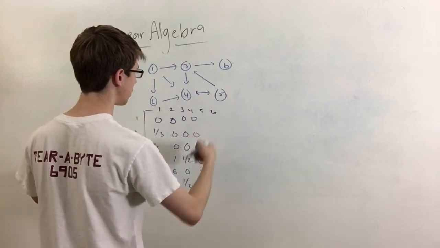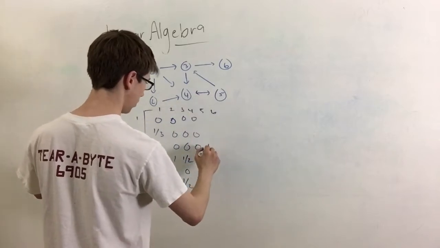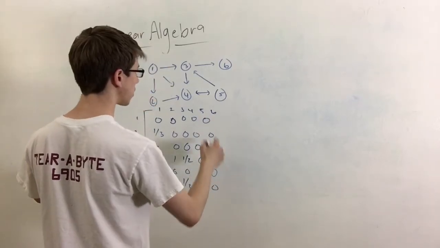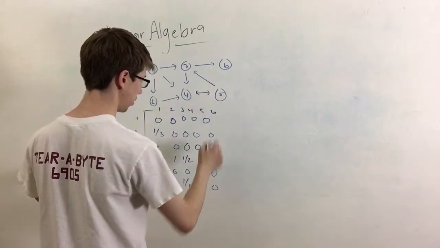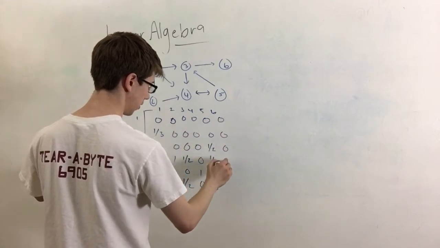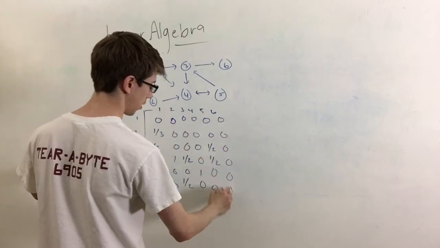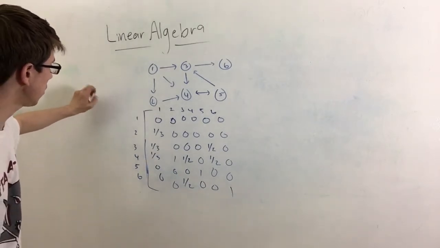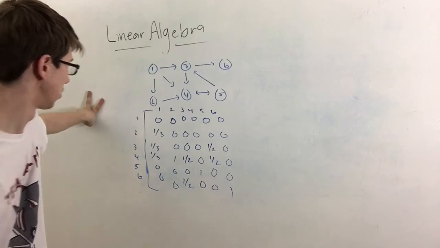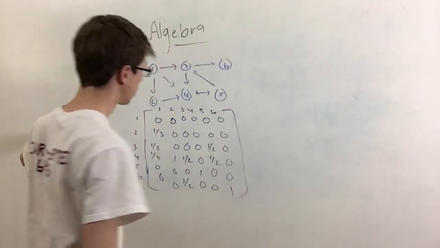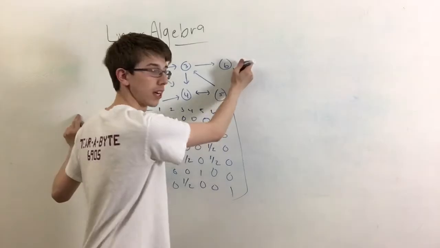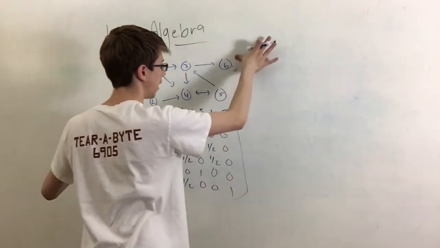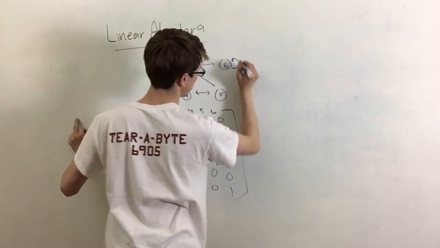5 has 2 branches, 1 to 3 and 1 to 4. So then we get 1/2 and 1/2. Last one is 6. 6 has no branches, except the one coming to itself. Right? Because we can assume that if you're stuck at 6, you're just going to keep staying. You're just going to stay at 6. And so 6 is basically just going to 6.